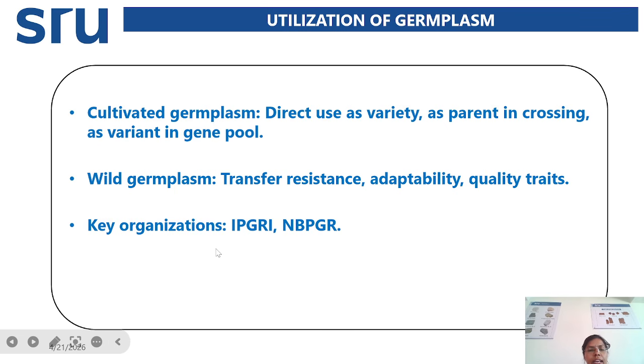Next are the key organizations. These are the two key organizations working with the germplasm. The first one is IPGRI, the International Plant Genetic Research Institute, located in Rome, Italy. This is an institute at the international level which handles the germplasm. Next, at the national level, is the National Bureau of Plant Genetic Resources, which was established in 1970 and is located in New Delhi. It is responsible for all the germplasm activities within the country. So these are the two main institutes working with plant genetic resources.